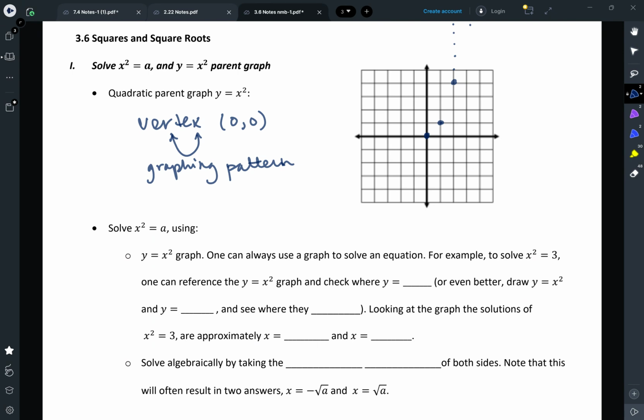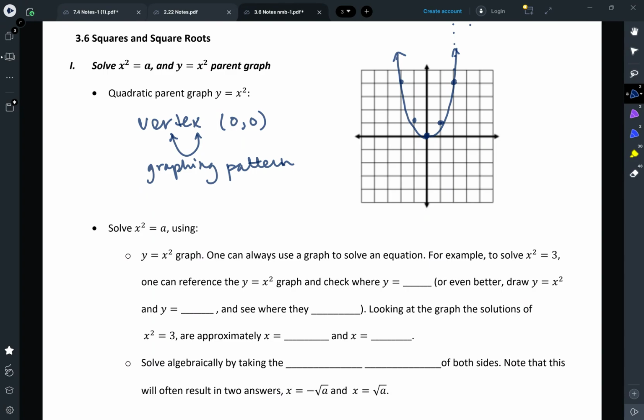The points on the other side of my parabola are going to be symmetrical, right? I could draw a line, that axis of symmetry down the middle, and all of the points would match up when I folded it. So, solving using our graph.